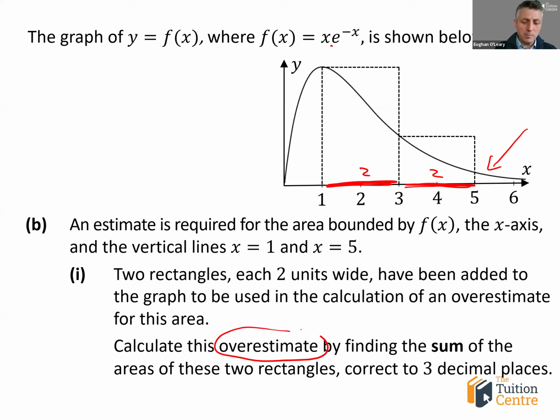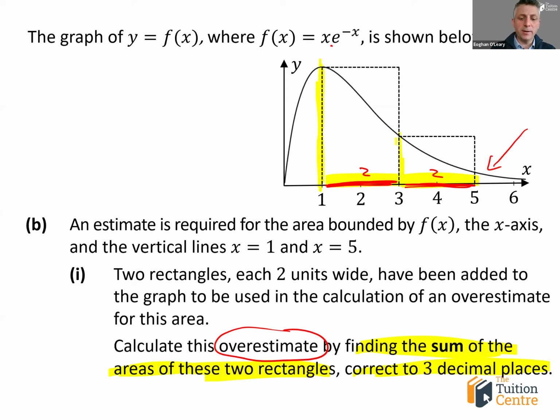Now you might think, okay, am I to calculate how much it's overestimated by? You definitely should read the question a few times. But in fact, it does give you direction here of what to do: finding the sum of the areas of the 2 rectangles correct to 3 decimal places. That is your task here. So you can see that the width in both cases is 2. How do we find the area of a rectangle? Length by width, or the way it looks here, width by height. So we've got to find these heights.